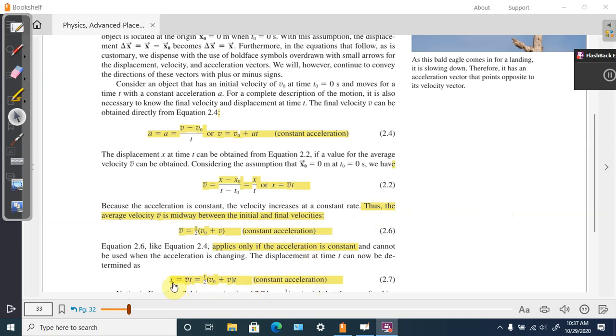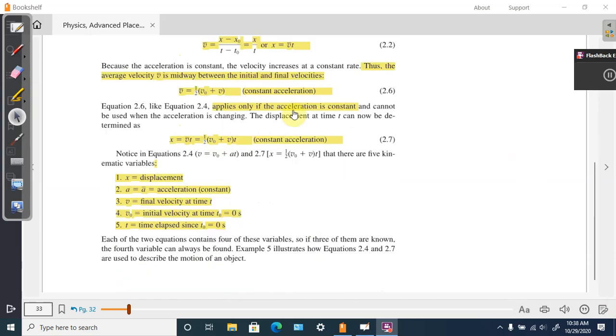One of the other formulas that you're going to want is x equals v times t, which is also the same as 1/2 v sub 0 plus v times t. And if you notice, all they've done is take the 1/2 v sub 0 plus v from up here, that was v, and plug it in right here, and that's how they come up with this. Again, these are all formulas that you're going to want going forward. Later on, we'll refer to them as the kinematic equations. Here, it's just telling you what everything stands for: displacement, acceleration, final velocity, initial velocity, and elapsed time.